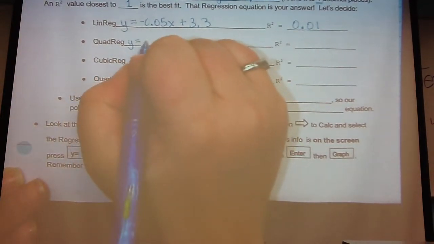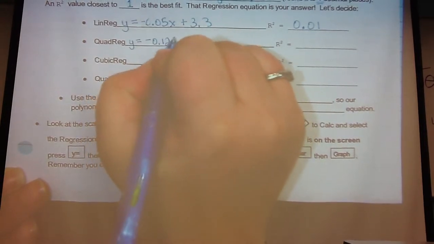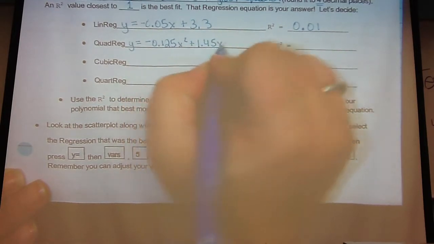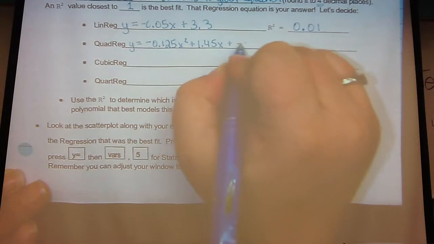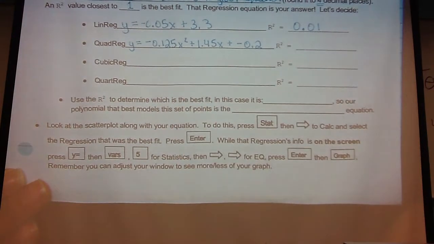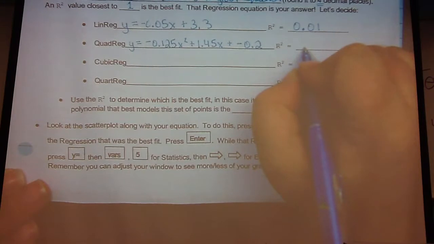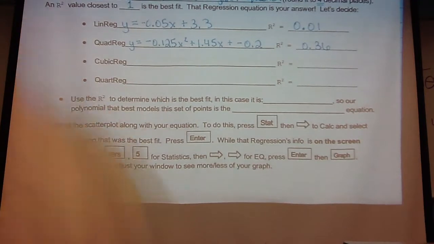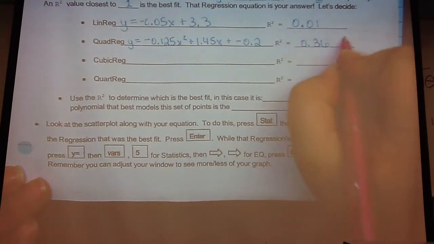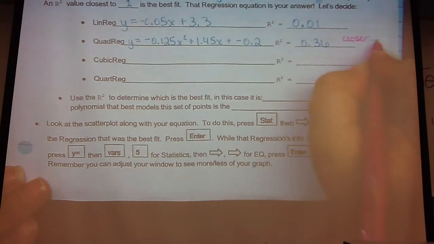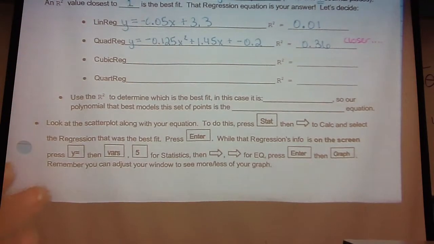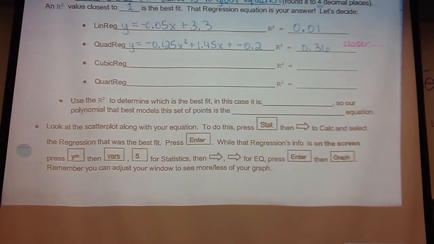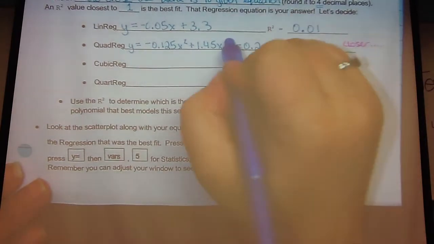Y equals negative 0.125x squared plus 1.45x plus negative 0.2. And what's my R squared value? 0.36. So is that better or worse than linear? It's closer, but is it still probably my answer? Still 0.36, is that very good? No. Wouldn't it be just minus 0.2? Oh, yes, it could be. Either way is fine.